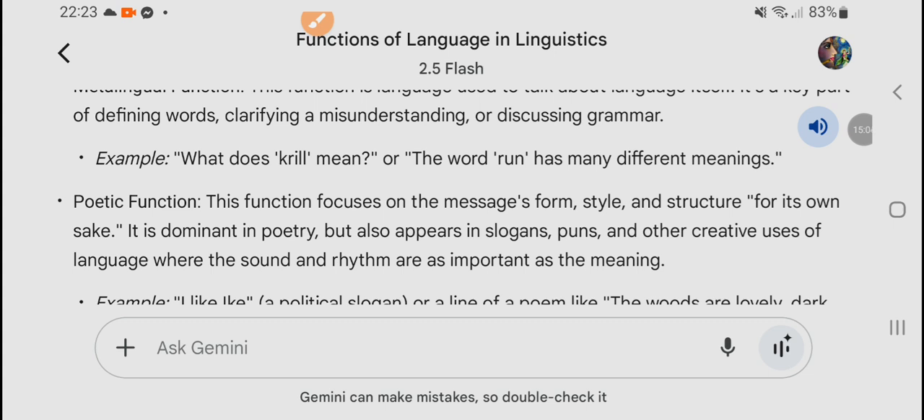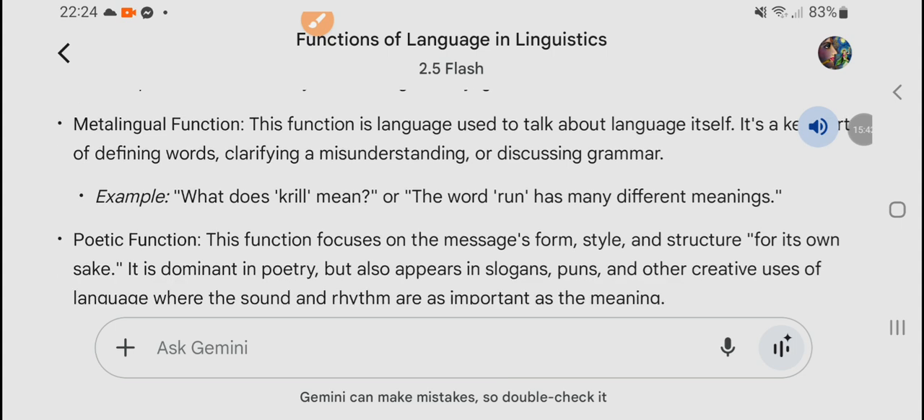Clarifying a misunderstanding or discussing grammar. I didn't mean it, right? What does krill mean? Or the word run has many different meanings. So when we teach grammar or when we clarify, sometimes we say I didn't mean it. So when you clarify a misunderstanding or discuss grammar or words, then the language is used. Right now I am using metalingual function.